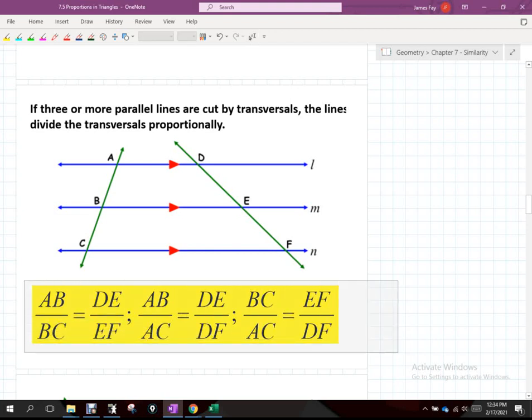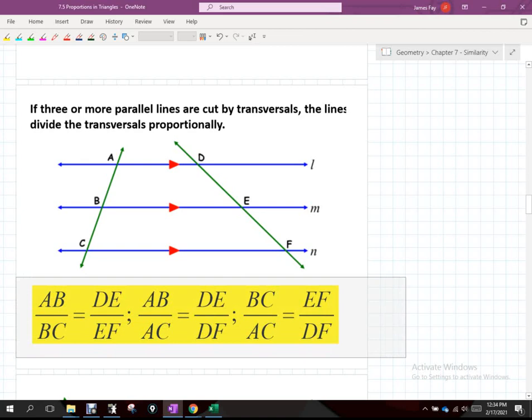A lot of these rules generate because if I were to continue these parallel lines or these transversals, I eventually start to get a triangle. And we can go through triangle similarities to basically develop and generate these things. But we can say AB compares to BC just like DE compares to EF.